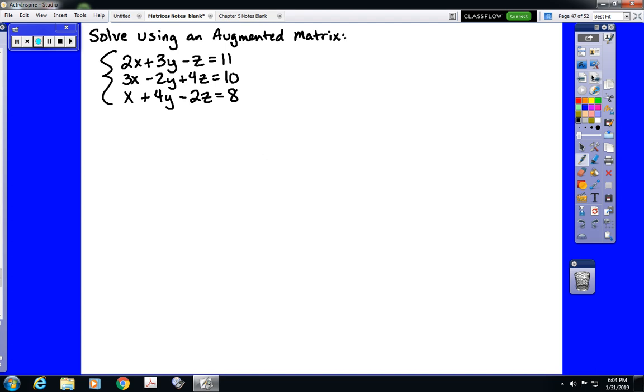Okay, that does it for 2x2. See the next video for an example of a 3x3.